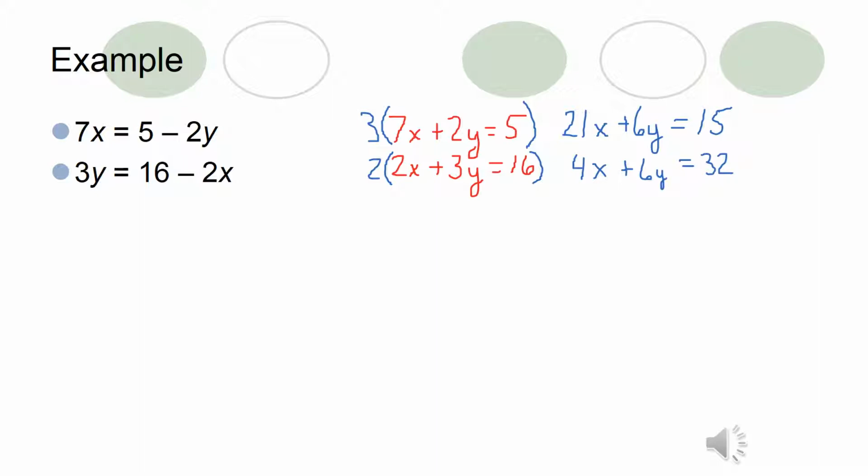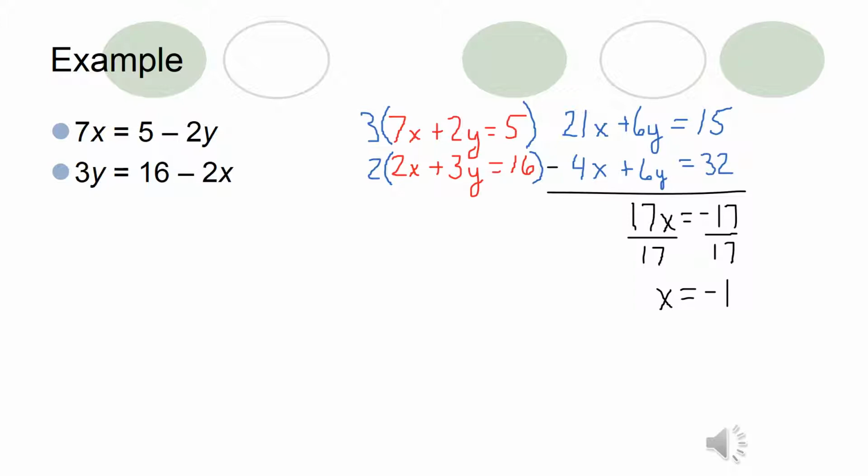This time I'm going to eliminate y. So I multiply the top by 3 and the bottom by 2 to get the equations to both have 6y. I'm now going to subtract them to get 17x equal to negative 17. The 6y's go away, 21 minus 4 is 17, and 15 minus 32 is negative 17. Divide by 17 and x equals negative 1.